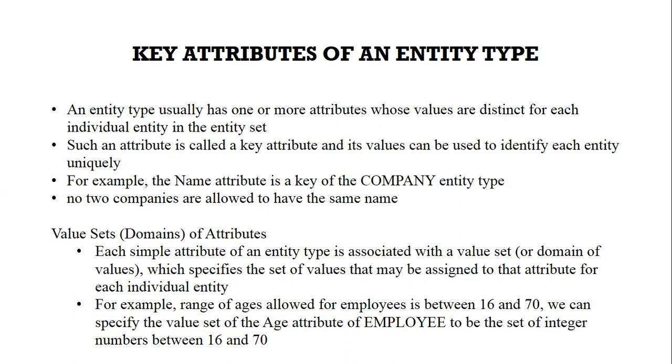The value sets are the domains of attributes. Each simple attribute of an entity type is associated with a value set, which specifies the set of values that may be assigned to that attribute for each individual entity. For example, the range of ages allowed for employees is between 16 and 70. So we can specify the value set of the age attribute of employee to be the set of integer numbers between 16 and 70.